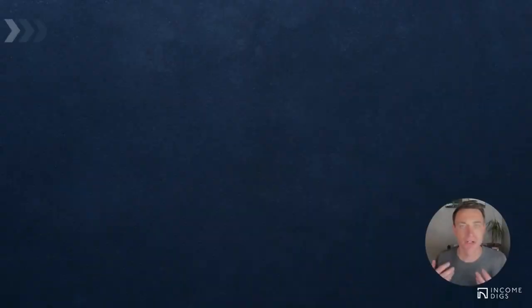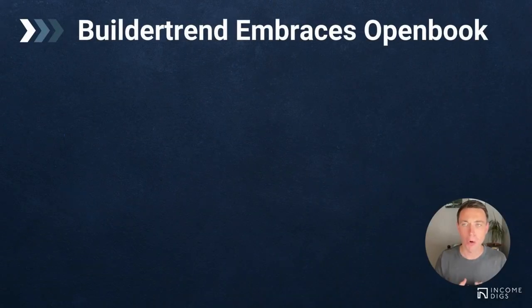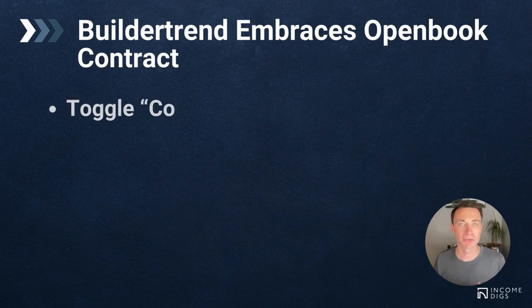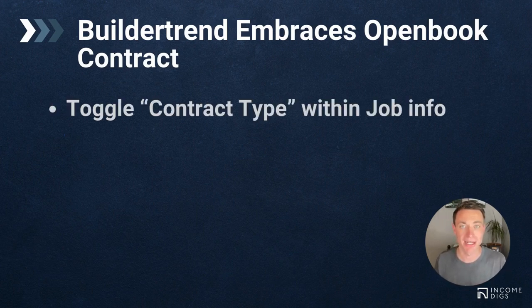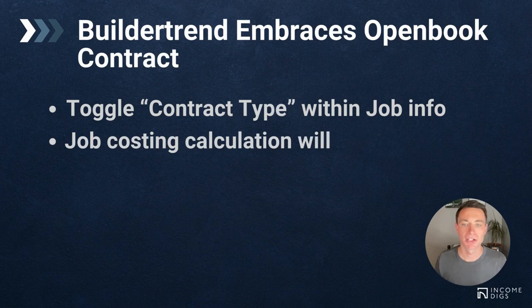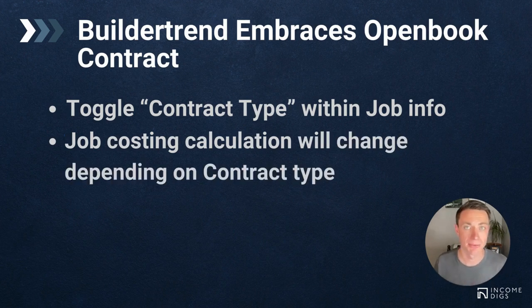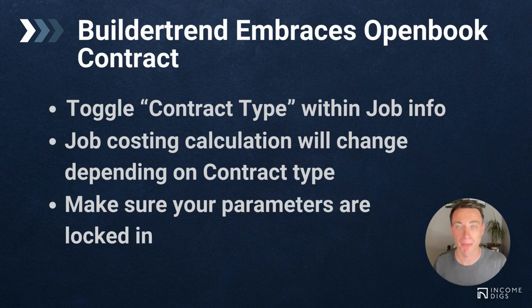So just to recap what's going on here, they're embracing this open book contract. So you're able to toggle between contract types, something you weren't able to do before. I would say that in the past, Buildertrend has been set up primarily for fixed price, your more standard projects. Your job costing calculation will change depending on your contract type. So depending on whether we have a fixed price or an open book price contract, the job costing features within Buildertrend are going to change based on that selection that you make. And you have to make sure your parameters are locked in, most notably the markup that gets accounted for with an open book contract. We're going to talk about that in a little bit, and I'm going to show you what I mean in Buildertrend itself.